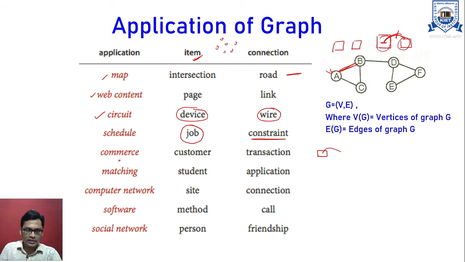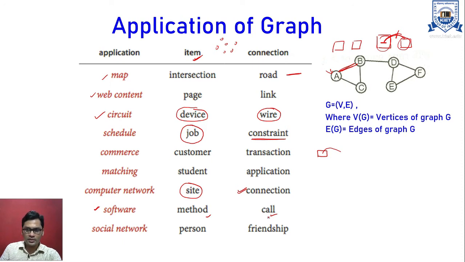Another one is on the commerce side. Customers are the nodes and transactions are the connections. In matching, students are the nodes and applications are the connections. Very important. And in computer networks, different sites are considered as nodes and connections are edges. And very important in terms of software, methods are considered as nodes, and function calls between methods are considered as edges.